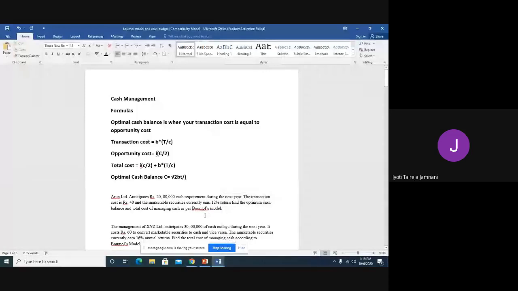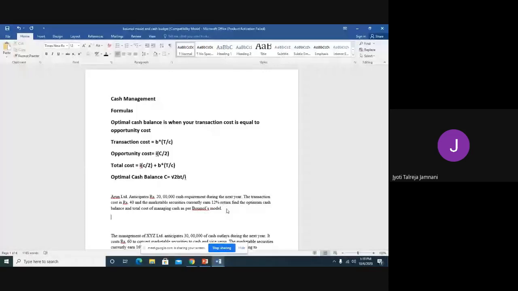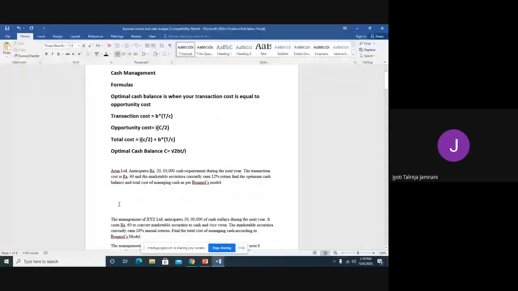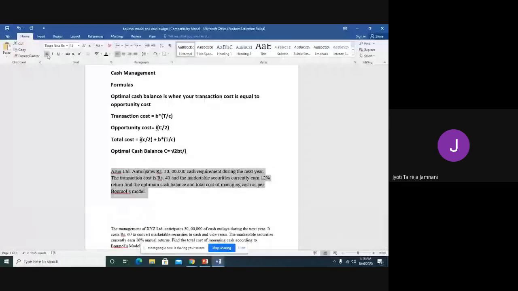Is the font size okay for the first problem? Are you able to read it? Yes, ma'am. Or should I increase the font? Okay, so I hope it's visible, but a little bit more. Okay.